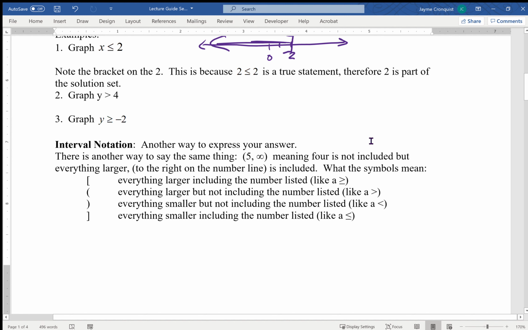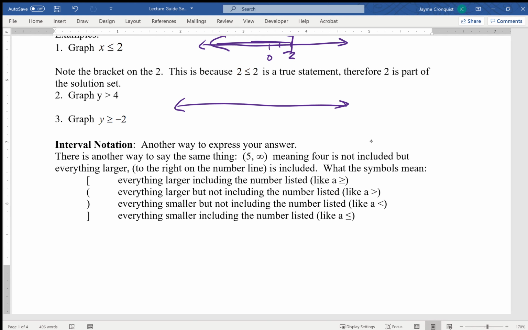All right, graph y is greater than 4. So I'll put my 0 here. 1, 2, 3, 4. And it's a parenthesis because there's no equal to. It's greater than, so it's opening upwards. And my direction. Y is greater than or equal to -2. I have 0, -1, -2. And this includes the equal to. Y is greater than, so it opens upwards, and it's the square bracket.